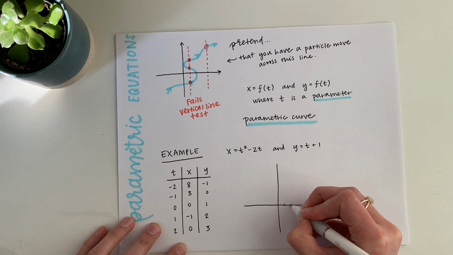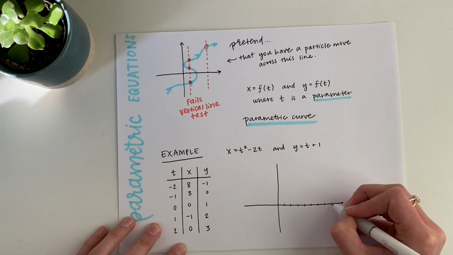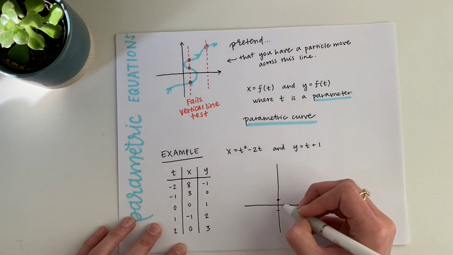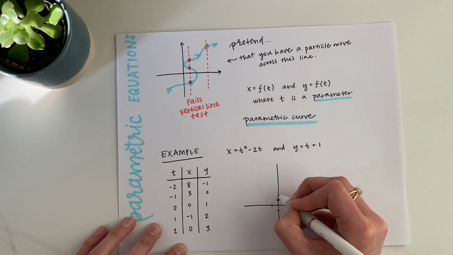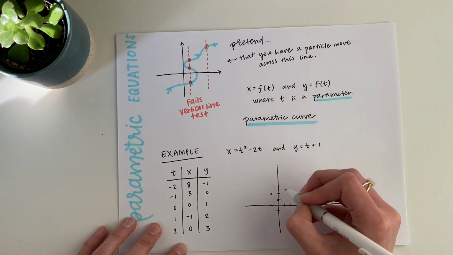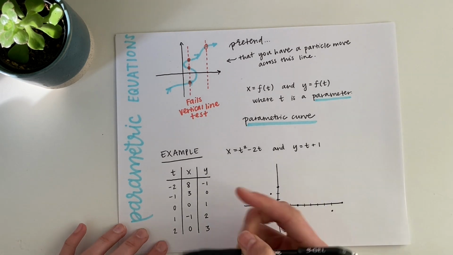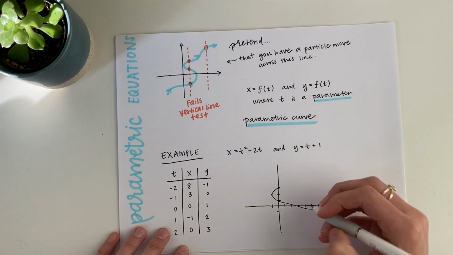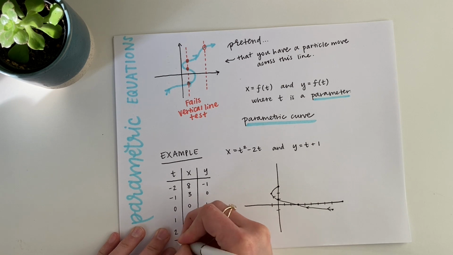To sketch this curve, we ignore the t column and we use the x and y column as our coordinate points. So the first coordinate is to go over 8 and down 1, next over 3, down 0, and so on. We continue to sketch each of the points. I decided to extend my value for t so I could continue to see what the curve looks like.